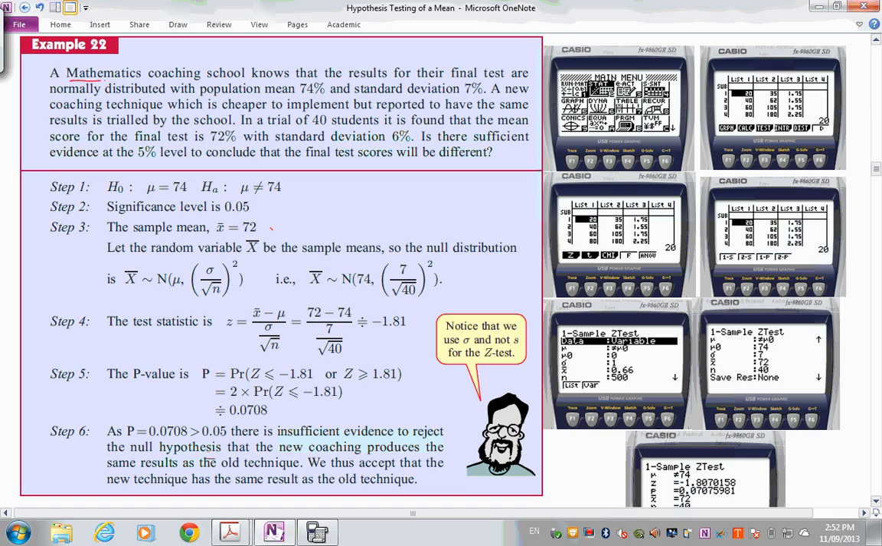Anyway, a mathematics coaching school knows that the results of their final test are normally distributed with mean 74%, standard deviation of 7%. A new coaching technique, which is cheaper, is reported to have the same results, but they're going to trial it. They trialled 40 students and found the mean went down a bit, with a standard deviation of 6%. Is there sufficient evidence to say that this is a cheaper method but not as good a method? There's been a drop of 2% on that sample of 40.